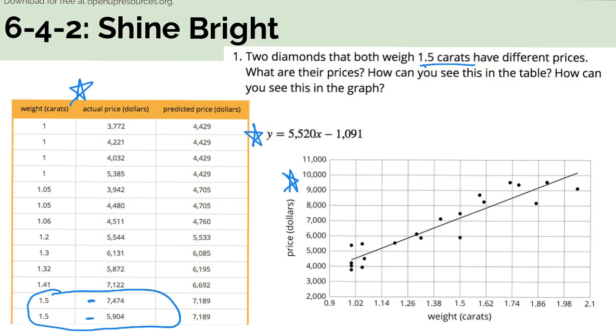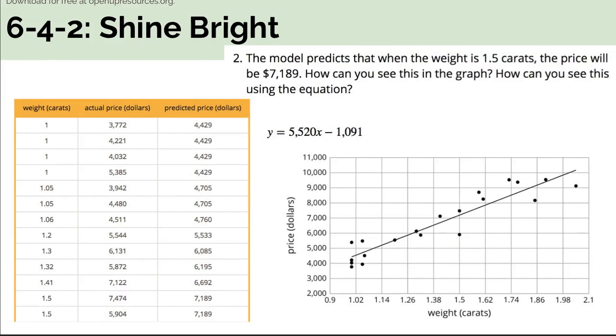So in the table, we can see the exact prices. On the graphs, we can see these two diamonds right here, and we would have to estimate their prices from the graph. In number 2, now we're going to use the model to look at the price of a diamond that is 1.5 carats in weight. The model says that the price is going to be $7,189. We can see it on the graph right here.